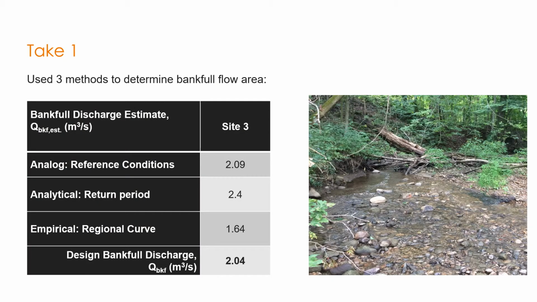Here's one variable that we followed up on using all three methods. Bankful discharge, we verified it using the reference condition to evaluate how much flow was moving through the channel at bankful. We evaluated it analytically using return periods and some hydrology. And empirically, we compared it to a regional curve for the area. Overall, we used these three approaches to converge on a design bankful discharge.